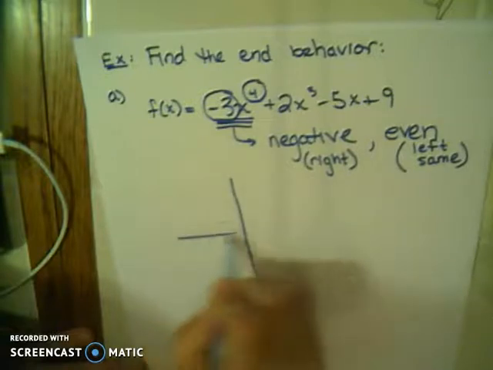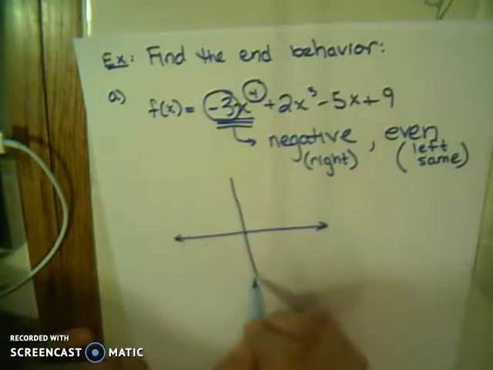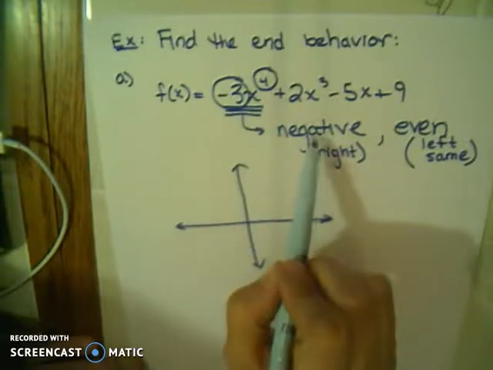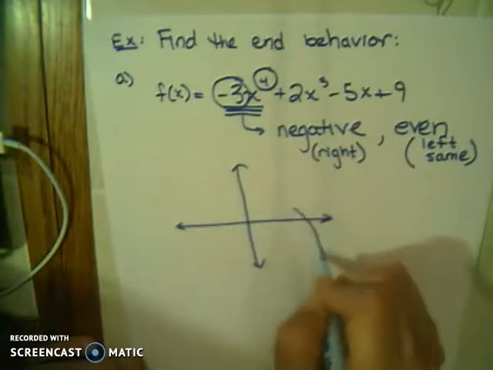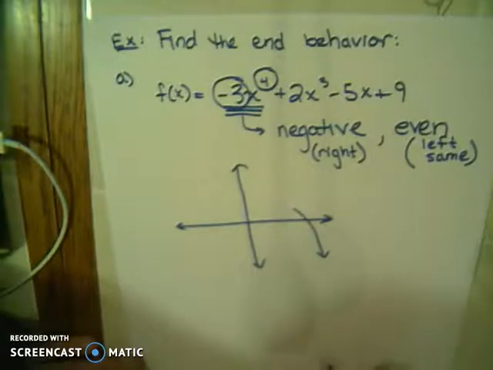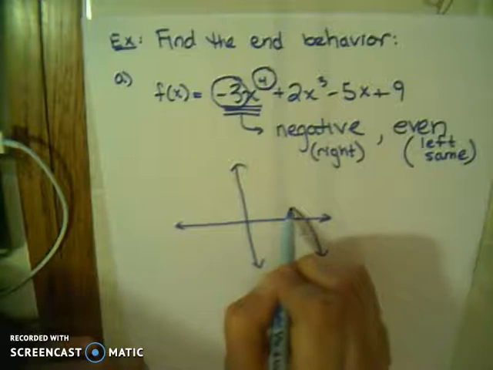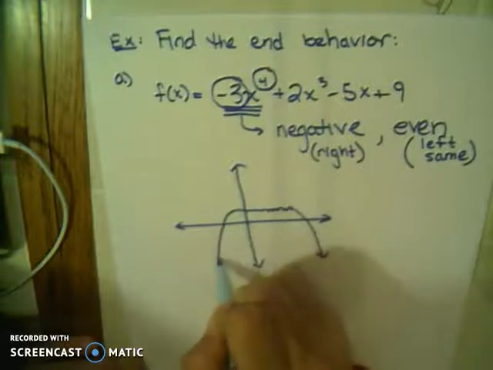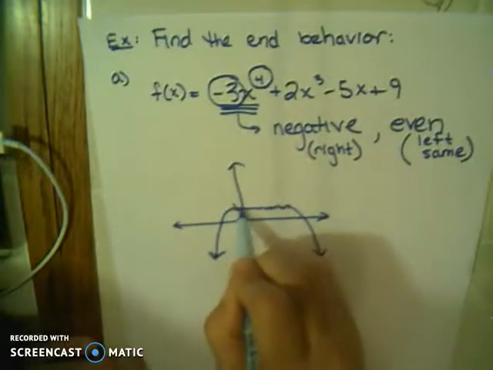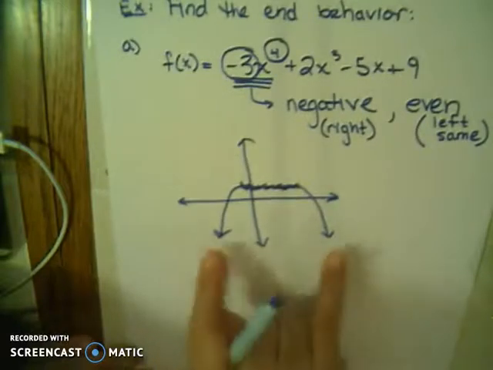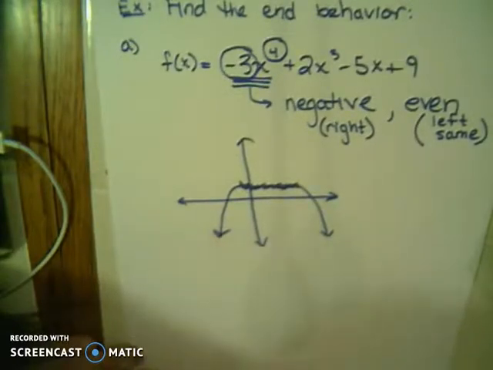So just to give us a real quick idea of what this graph is doing, because the leading coefficient is negative, on the right-hand side we're going down. And because the degree is even, the left-hand side is doing the same thing. Now we have no clue what's happening in the middle. We don't care about that right now. We just want to know what's happening on the ends. So this one is going down on both sides.